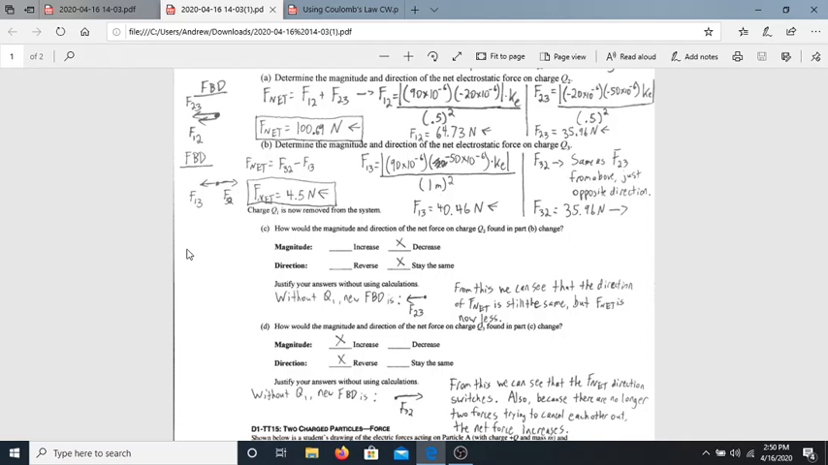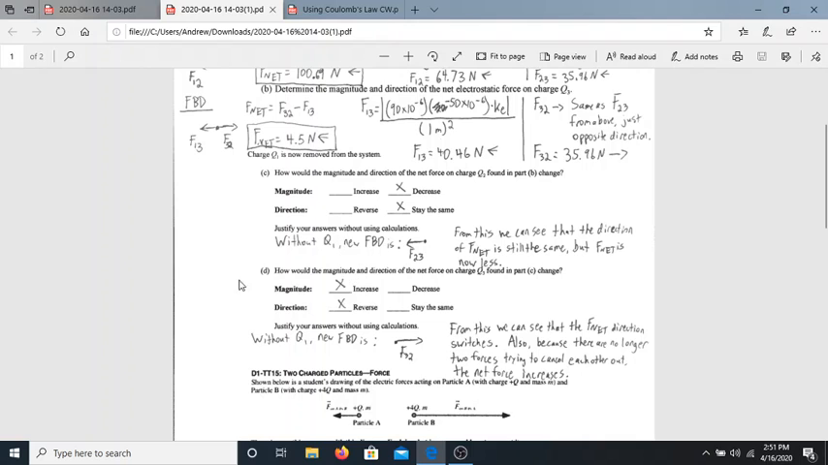If I took out charge Q1, remember we drew the FBD originally and there were two forces pulling it to the left. Without Q1, the new FBD only has one force pulling it to the left. So the magnitude actually gets a little bit smaller. The number drops because now there's only one force pulling it to the left as opposed to two. But the direction is still the same. The direction of the net force is still to the left. So in this case, the answer would be the magnitude decreases, it gets smaller, but the direction stays the same.